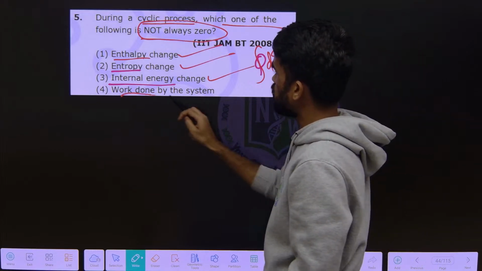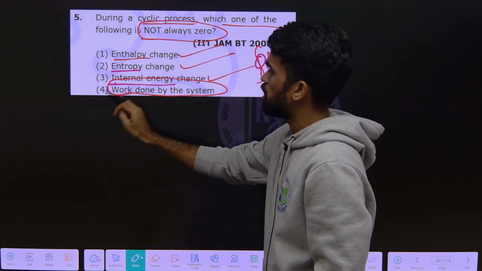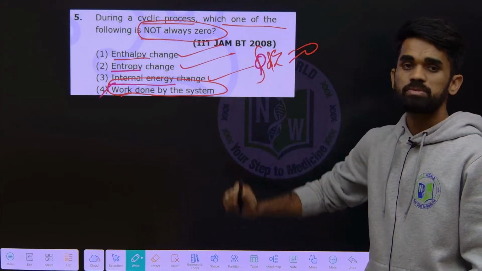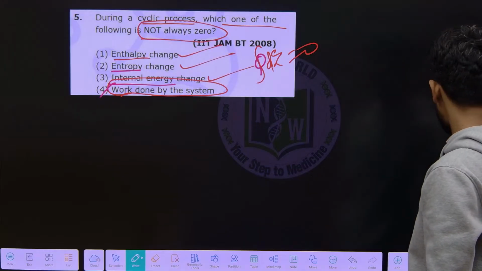So work done, if you observe, is not a state function, it is a path function which may not be 0 in all cases. So the fourth option will be the perfect answer for the question, right? Next.